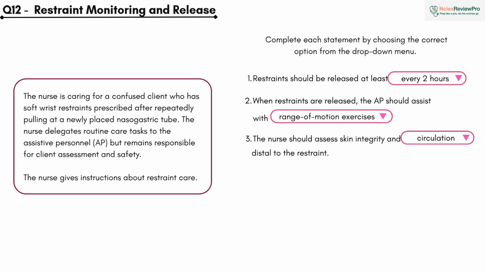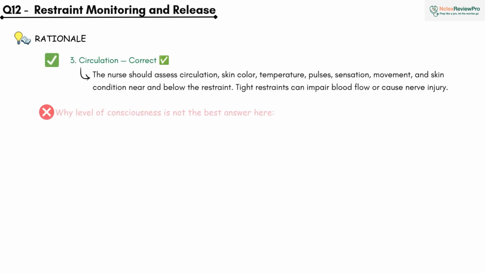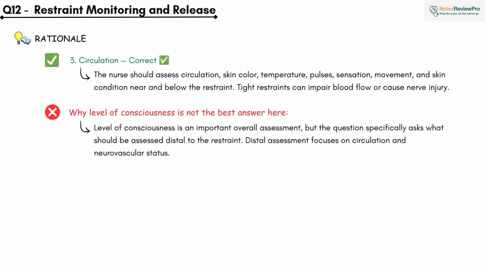Third, the nurse should assess skin integrity and circulation distal to the restraint. Distal means farther away from the center of the body, below the restraint. The nurse should assess skin color, temperature, pulses, sensation, movement, and skin condition near and below the restraint. Tight restraints can impair blood flow, compress nerves, or damage skin.